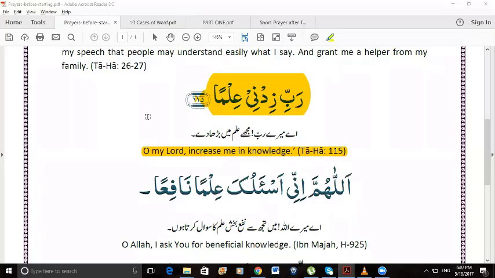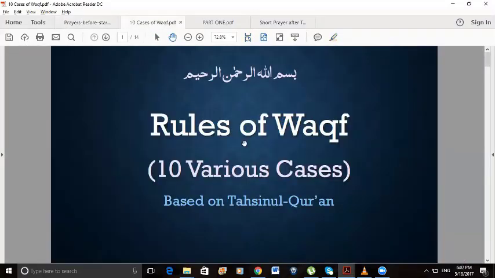In today's class, we're going to be learning about rules of waqf, or rules of pausing. So there are various kinds of pauses that you can find in the Holy Quran. And today we're going to be learning how to deal with that and how to make the correct pause in the Holy Quran. So there are different cases.